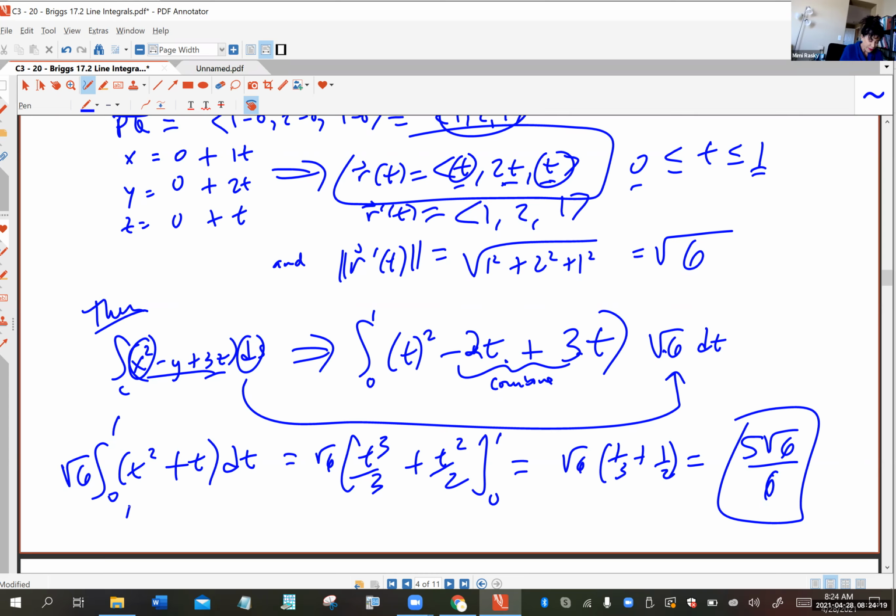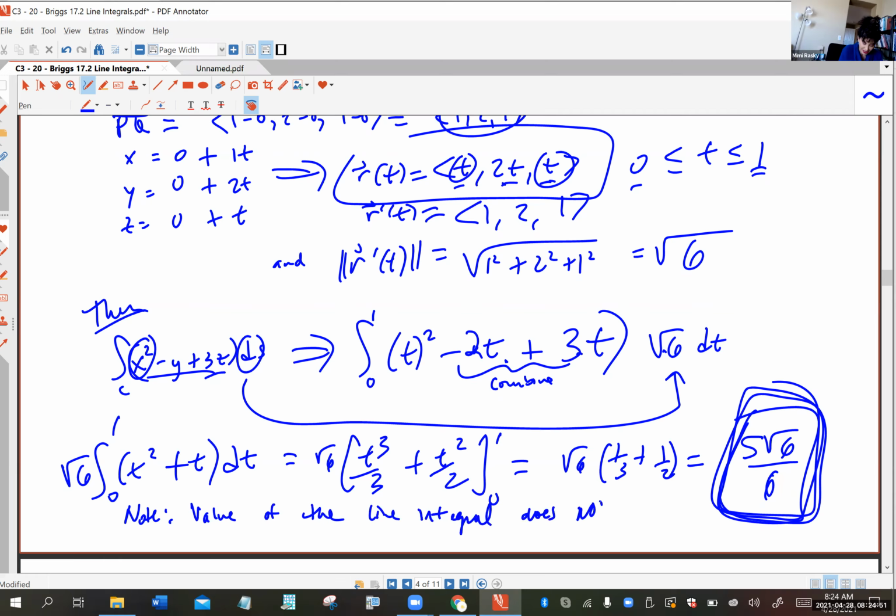Now, I do want to mention that the value of the line integral, which is 5 square root of 6 over 6, is not dependent on the parameterization of the curve. So if you parameterize it differently than me, and remember parameterizations aren't unique, don't worry. You'll still get the same answer. We'll still end up at the same destination. So I'll write that down just to be clear that that is the case. So the value of the line integral does not depend on the parameterization, which is good news.